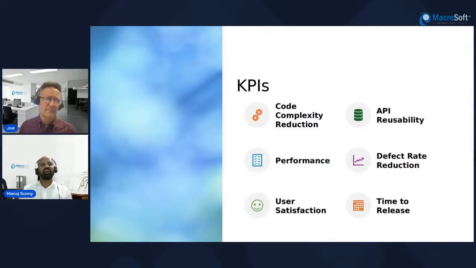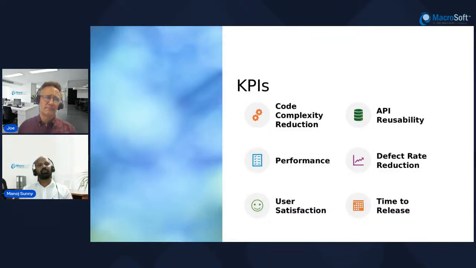We have some steps to track it. Here's what we can track. From a developer point of view, code complexity reduction. We look at metrics like cyclomatic complexity to see if the code base is getting cleaner and easier to maintain. This really helps in ensuring the software has a long and structured life. Next one is API reusability. One big measure of success is how widely the new APIs are adopted across different modules, apps, or even teams.